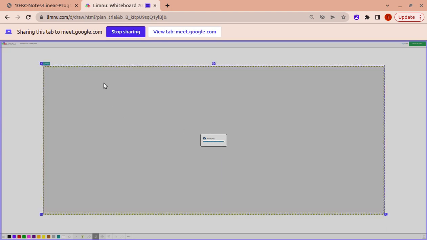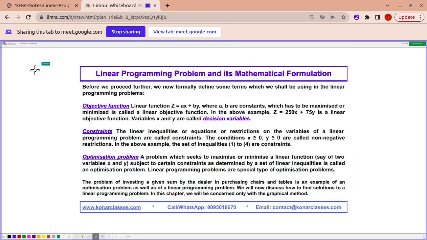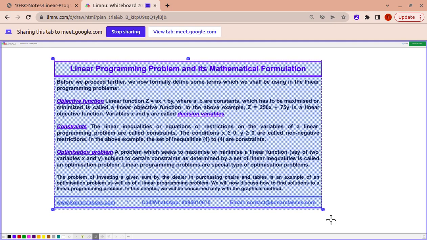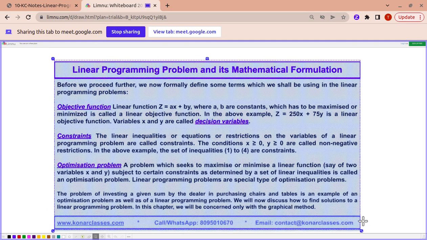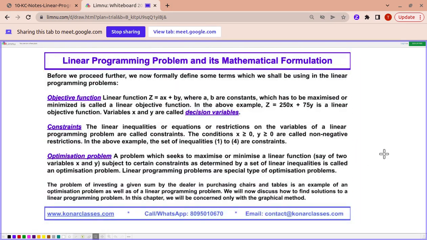Though I have mentioned earlier, let me quickly summarize the objective function, constraint and optimization problem. Before we proceed further, we now formally define some terms which we shall be using in the linear programming problem. The first one is called the objective function.